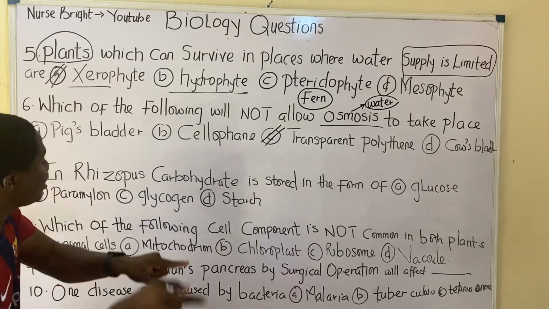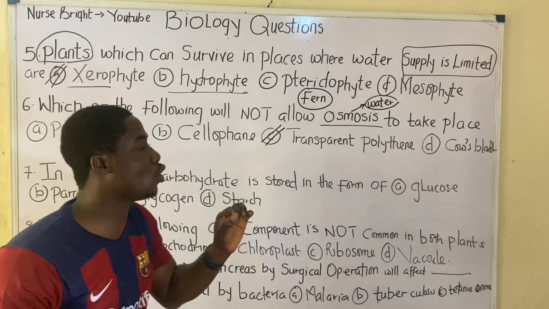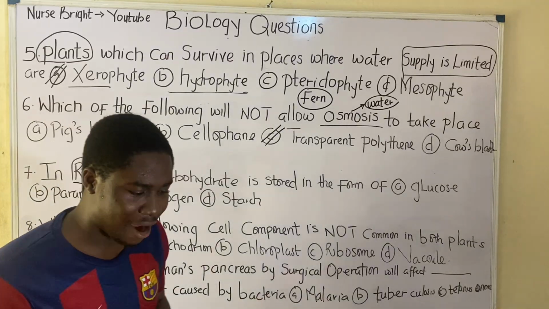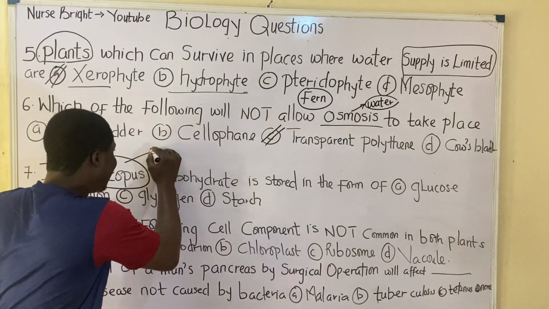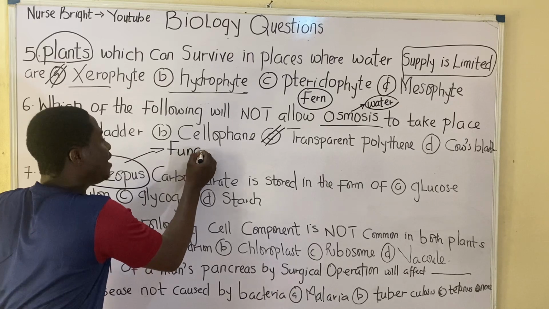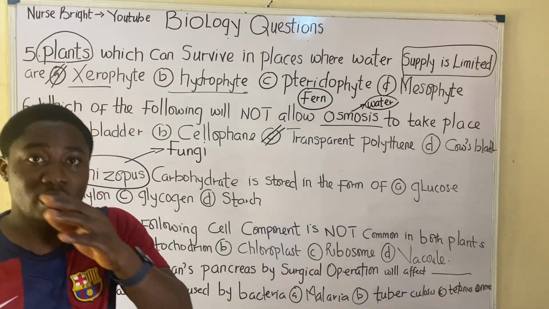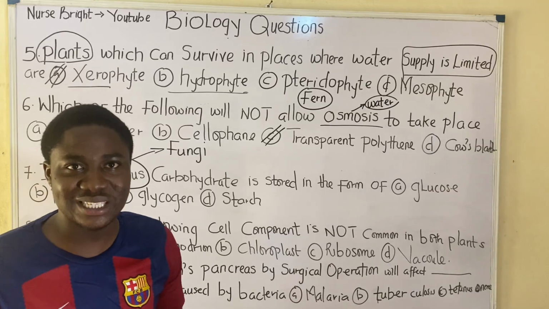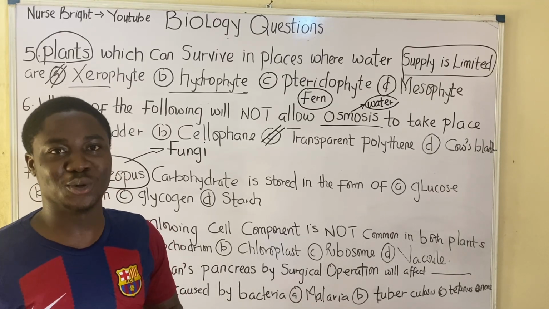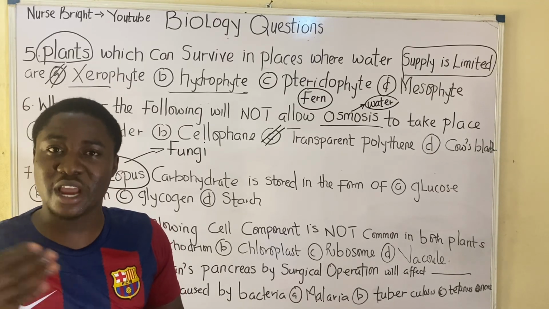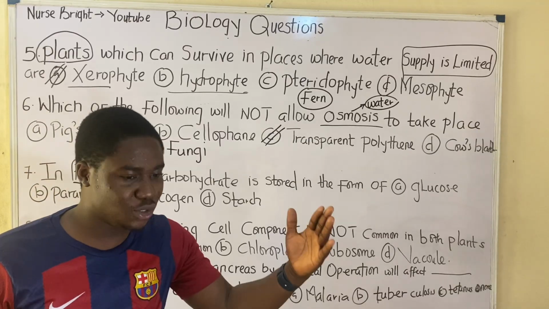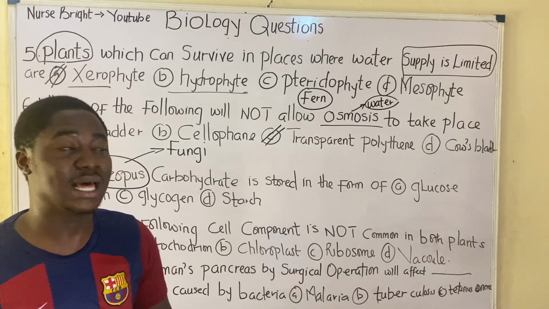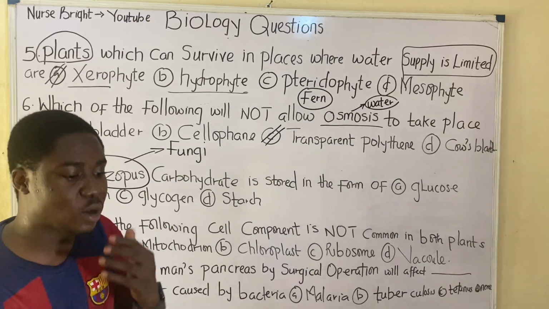it says, in rhizopus, carbohydrate is stored in form of what? First of all, we have to know what rhizopus is. Me looking at rhizopus, I already know that rhizopus is a fungi. Listen carefully. Rhizopus is what? A fungi. We have various divisions of fungi. We have the ascomycota, where yeast belongs to, okay, and we have the deuteromycota, we have the chytridiomycota, we have the basidiomycota, as the case may be.